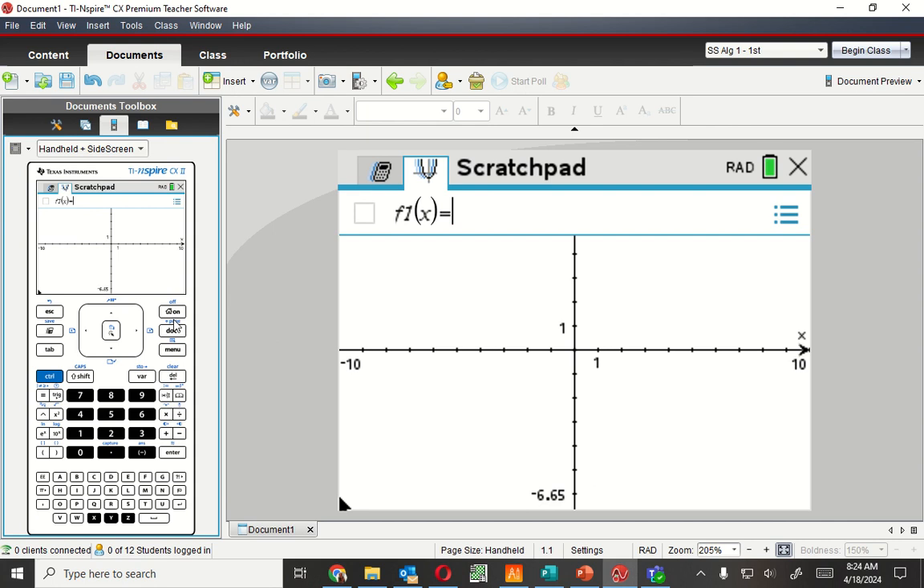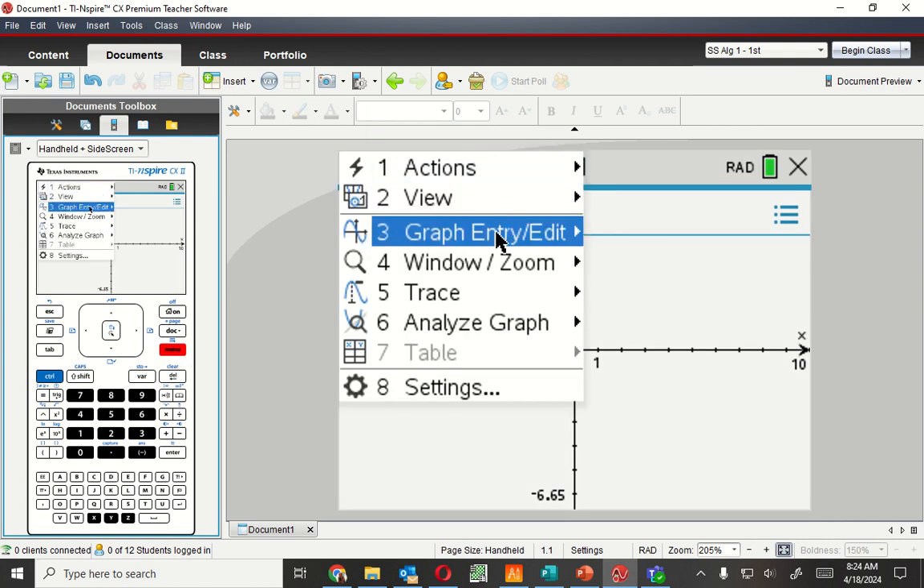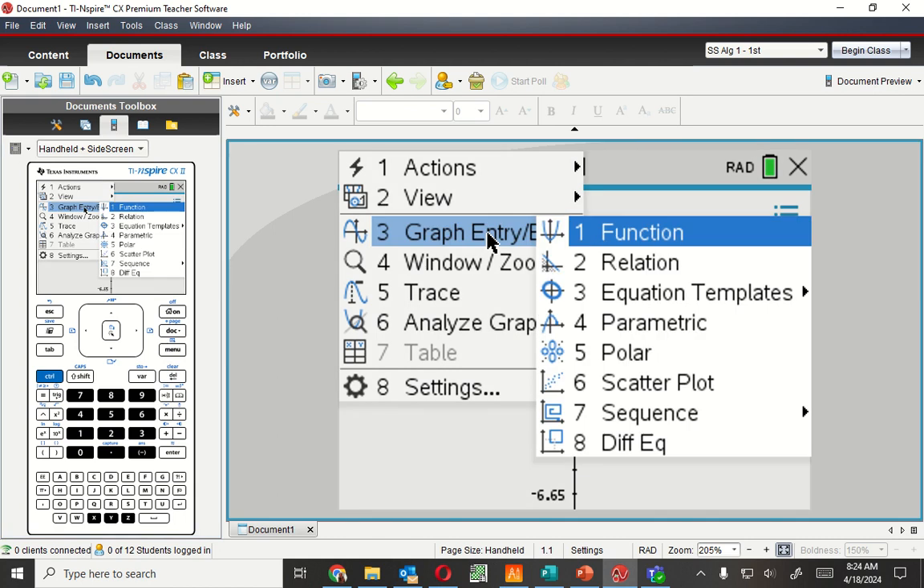Make sure it turns on. Okay, so now we're here. Once we're in Scratchpad for the graph, hit Menu, Graph Entry, and guess what type? What type are we doing? DiffEq, differential equations. That's what this is.